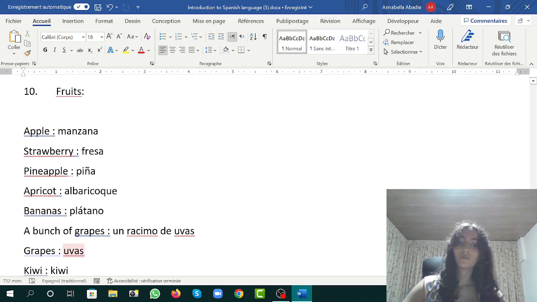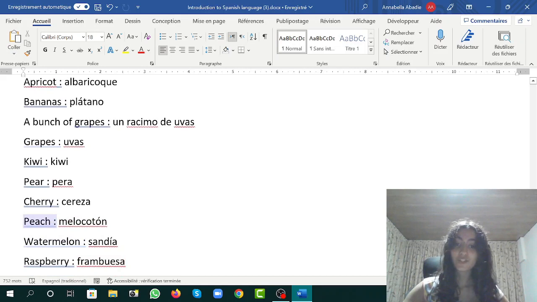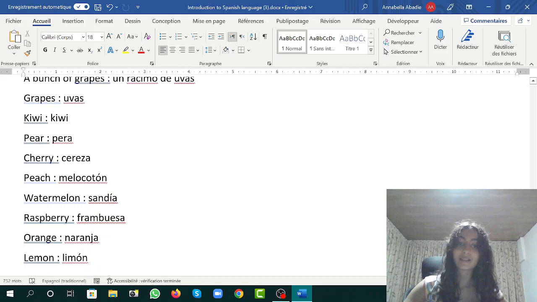Grapes, uvas. Kiwi is kiwi. Pear is pera. Cherry, cereza. Peach, melocotón. Watermelon, sandía. Raspberry, frambuesa. Orange, naranja, as the color, naranja. Lemon is limón.